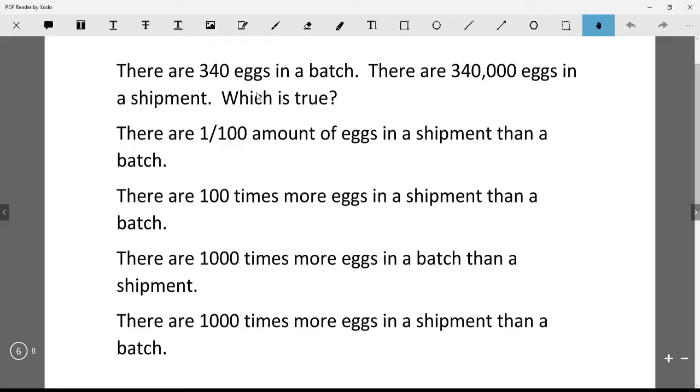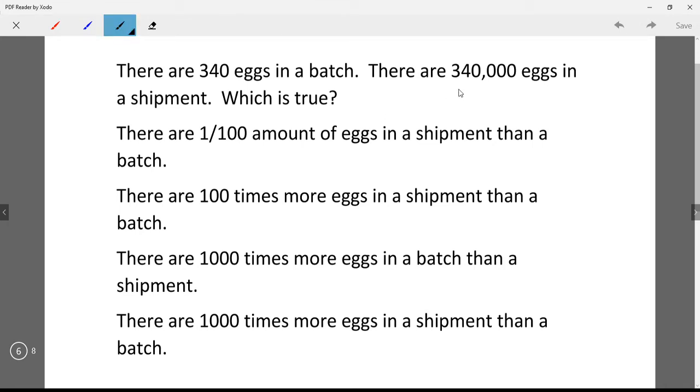Okay, so there are 340 eggs in a batch. There are 340,000 eggs in a shipment. So which of these is true? Okay, so now we are just comparing these two numbers, basically.